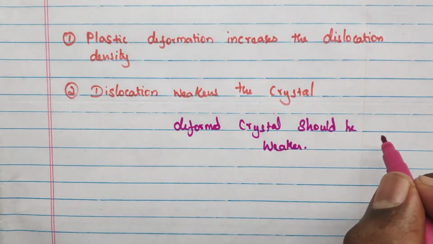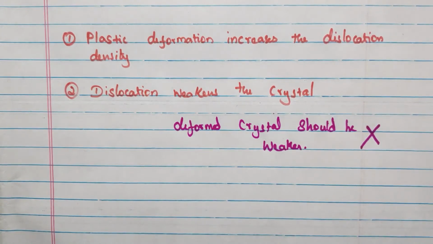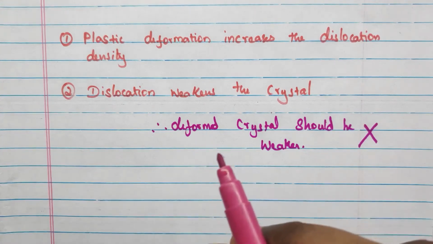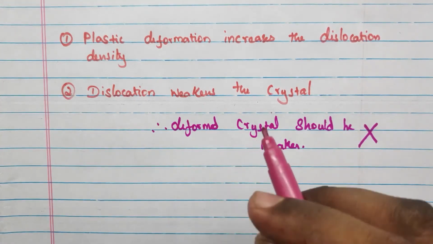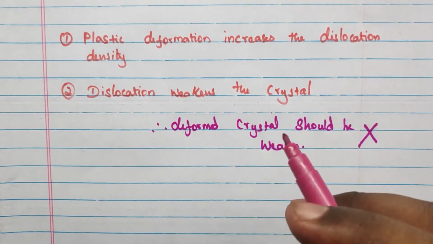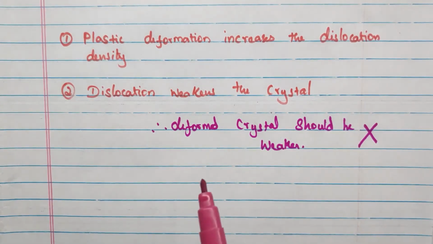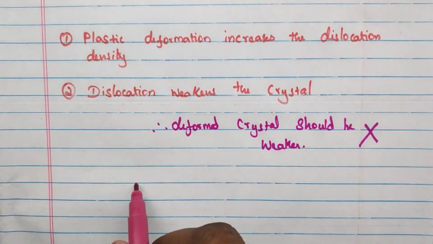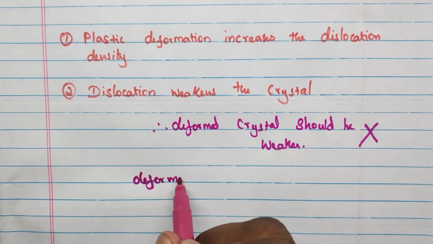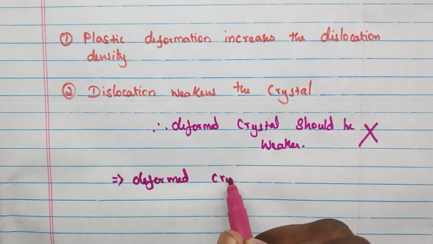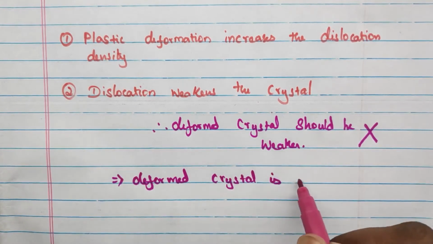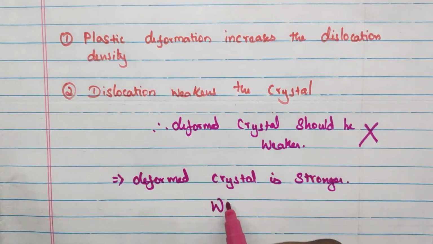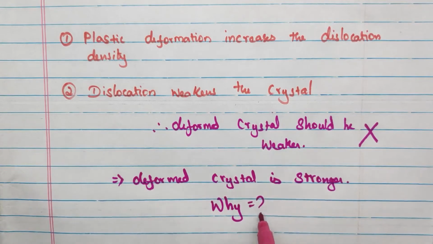Yes. But I can say this idea is wrong, because from this stress-strain diagram we understood that when the plastically deformed material is reloaded again and deformed, we come to the conclusion that a deformed crystal is stronger. Deformed crystal is stronger. And why is it happening? That we're going to see here.